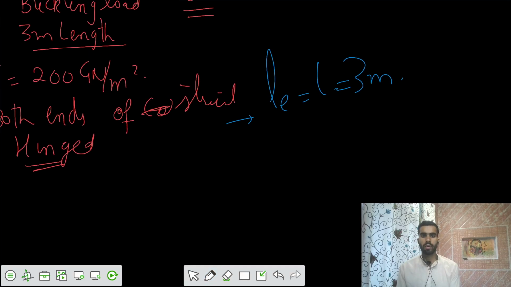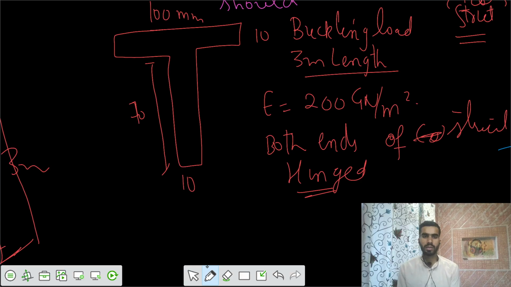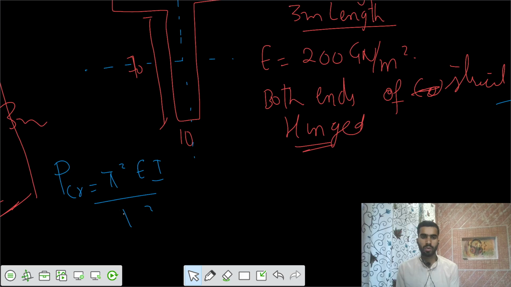Now we have this section. We want to find what is needed for the critical load. There is some buckling load PCR, that is pi square EI by L effective square. L is already known to us, so we got the value of L, and E is also provided.